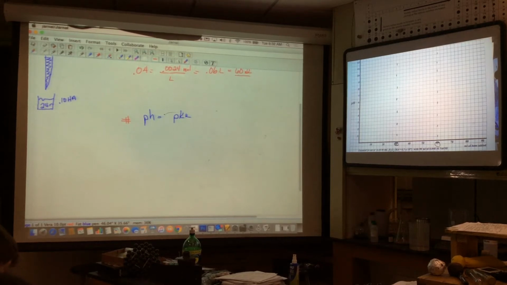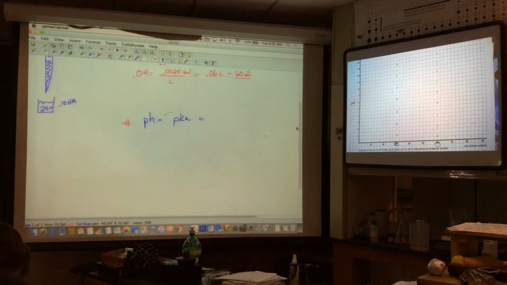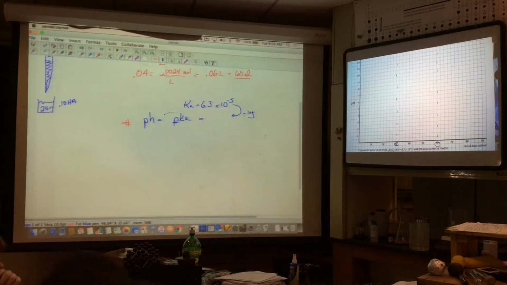Okay, so what do we have? We have the Ka. This is where people are making some simple errors, but that's good. Get them out of the way. 6.3 times 10 negative 5 is my Ka. So my Ka is 6.3 times 10 to the negative 5. Little p, party people, means negative log. Convert it to an exponent. So take the negative log of this, and that's going to be your pKa, which is going to be the pH at that point.